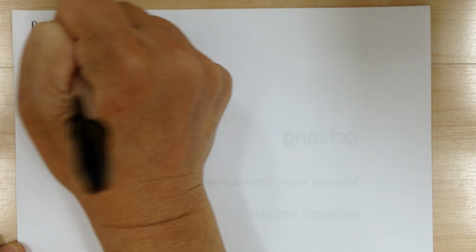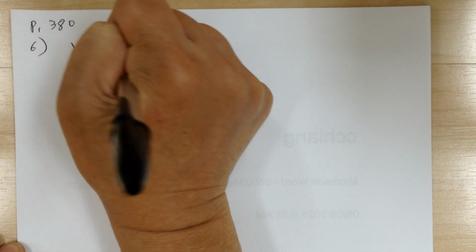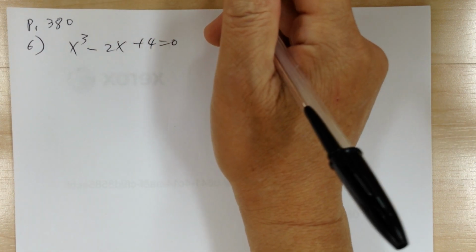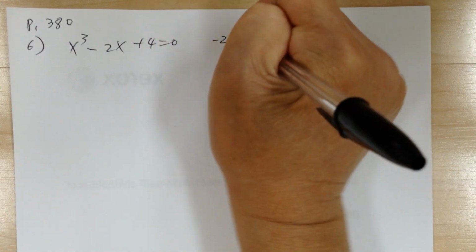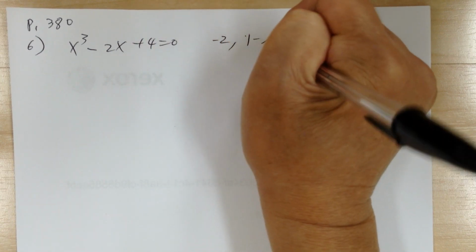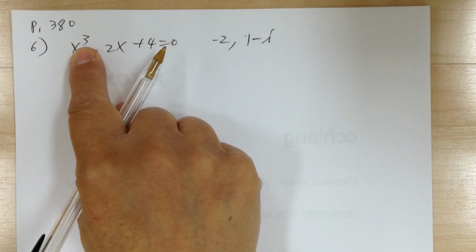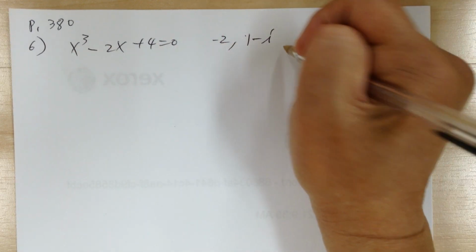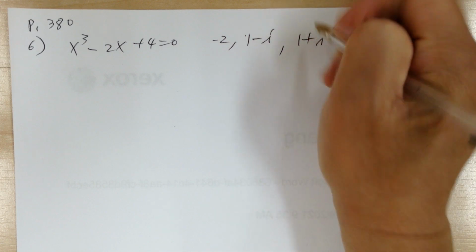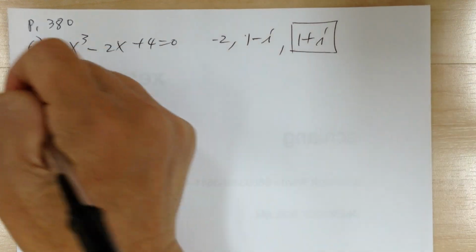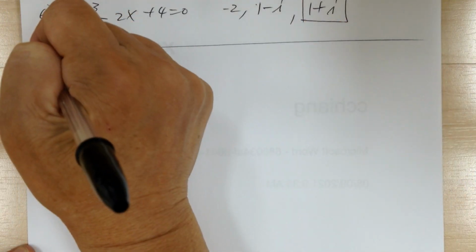Okay, number 6, you have x to the 3 minus 2x plus 4 equal to 0. And two of the answers are given. You got -2 and you got 1 minus i. Okay? Well, this is a 3 power, so you're going to get 3 answers. So you got 2 of them. So the next answer has to be 1 plus i, because you have 1 minus i, so it has to be the conjugate. And so that's it. So again, very simple if you know what you're doing.